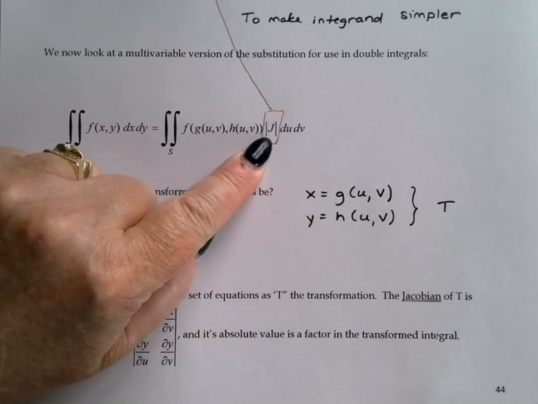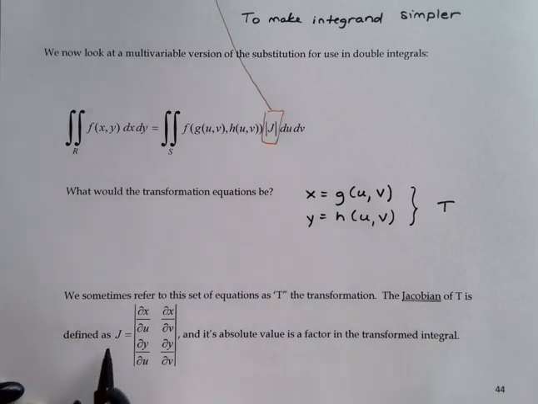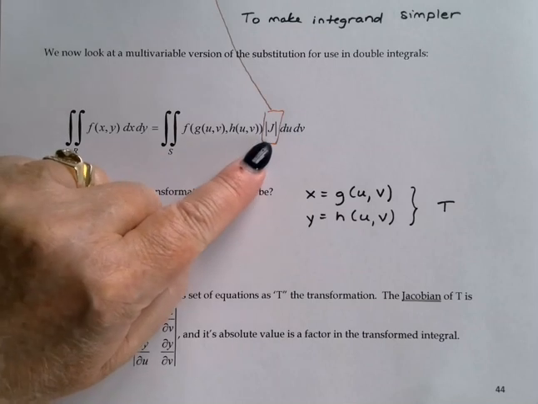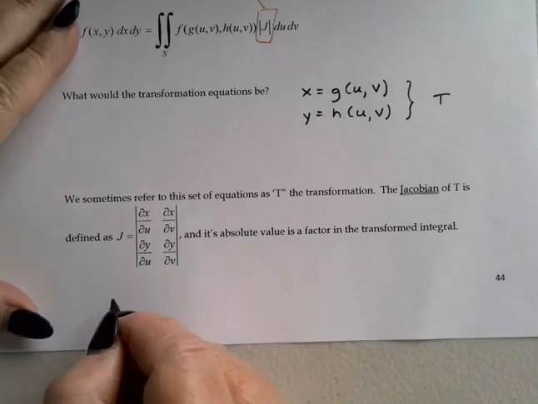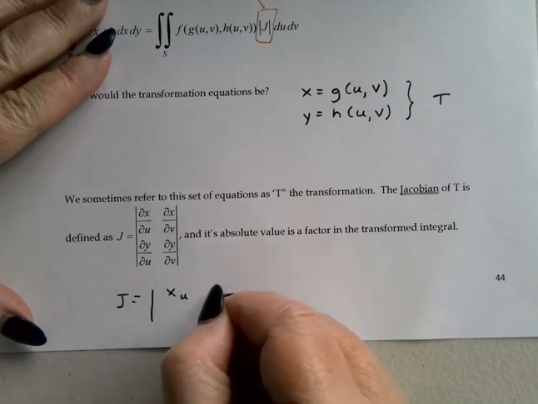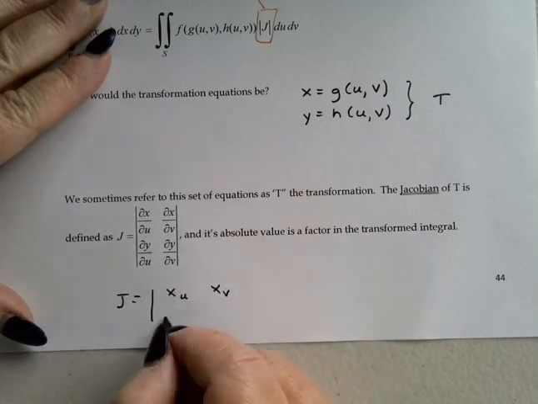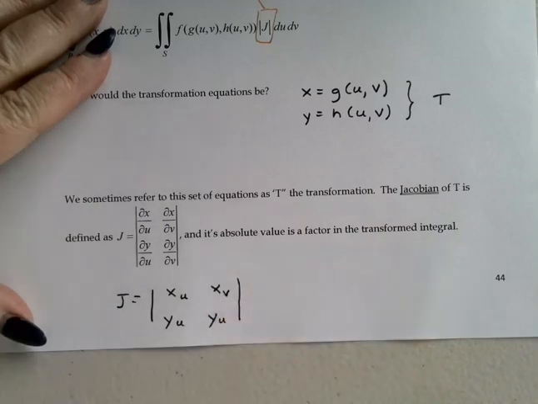Now, we're ready to talk about this thing. The Jacobian of T is defined as the determinant of the matrix that you get when you take the derivatives of x with respect to u and v, and the derivatives of y with respect to u and v. And notice it's the absolute value of that Jacobian that ends up as part of our integral. If you like to write that with a little bit of shorthand notation, you could write that as x with respect to u, x with respect to v, and then y with respect to u, and the derivative of y with respect to v.